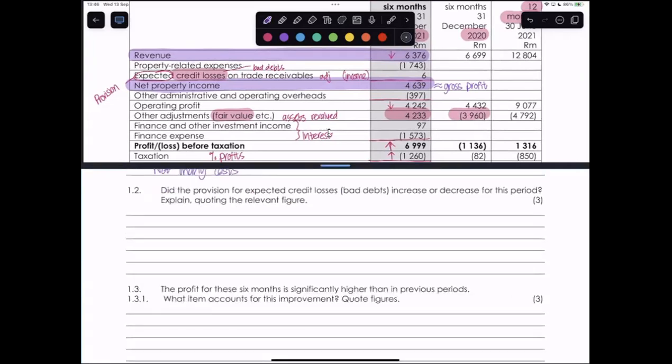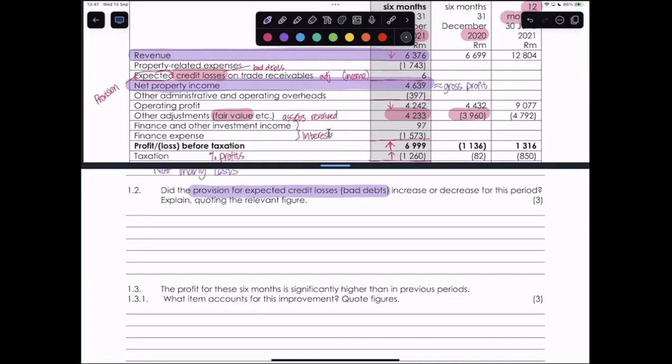Did the provision for expected credit losses, in other words, bad debts, increase or decrease for this period? Now, this we've actually looked at already. And I've given you the term here because I said provision. So just in case you hadn't picked that up for yourself, I've actually shown you that that figure relates to the provision for bad debts adjustment.